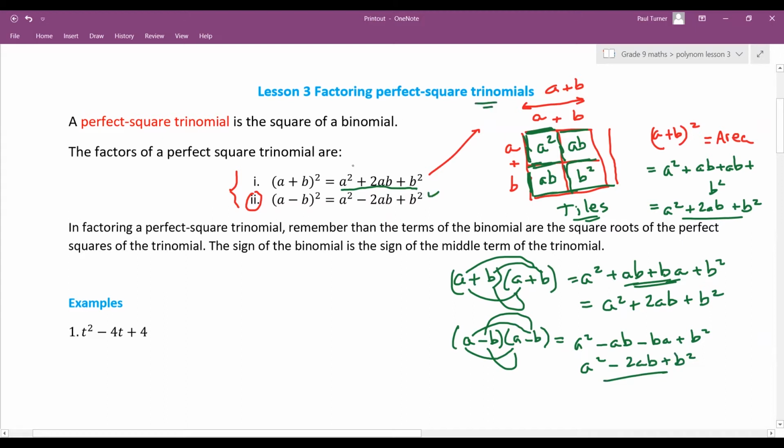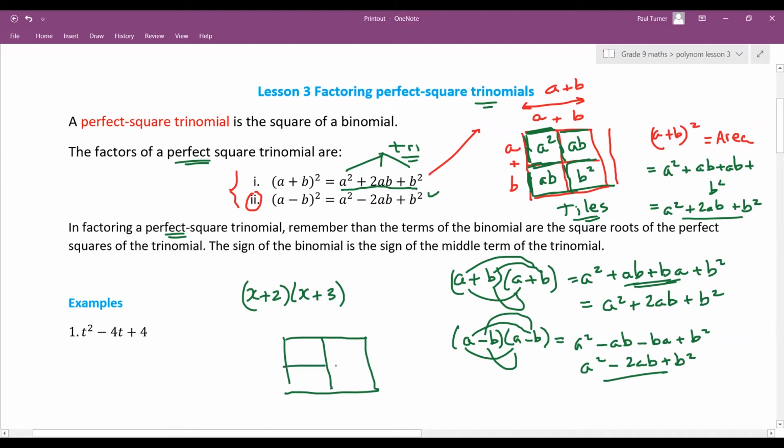So they're called trinomials because you have three, and tri means three, okay? And perfect square, because you actually have a square, not a rectangle. So for example, later on when we do quadratics, you may have x plus 2 times x plus 3. This is not a perfect square, because if you think about your picture, you have on the first one x plus 2, and this is x plus 3. So this 2 and this 3 will make it a rectangle. Okay, it's not a perfect square. But we're going to talk more about that in chapters 4 and 5.